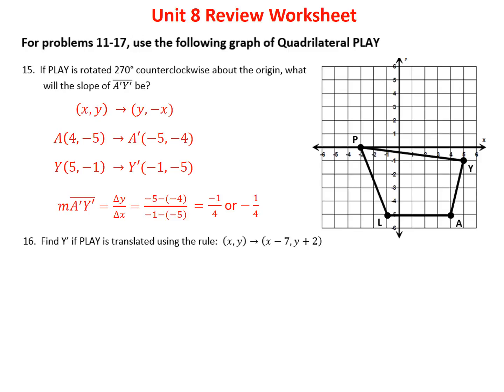Find y prime if it's translated using this rule. In this case, here's our rule. So I just simply plug in y prime. Y is 5, negative 1, so 5 minus 7, and y plus 2 is going to end up with negative 2, 1.